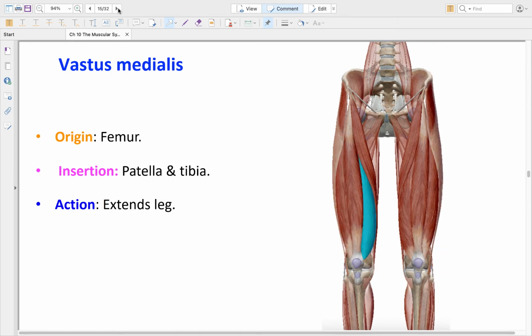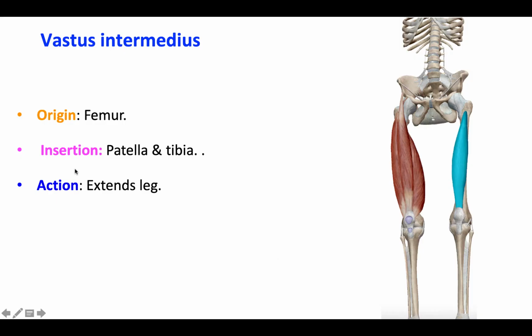All right, the next one is called vastus medialis. And it's called that for obvious reasons because it's medial. Okay, and the origin is at the femur. It's covered by a muscle, but we know it's there, and it inserts at the patella and tibia. This one extends the leg. All right, our next muscle is the vastus intermedius, and it actually lies underneath the rectus femoris.